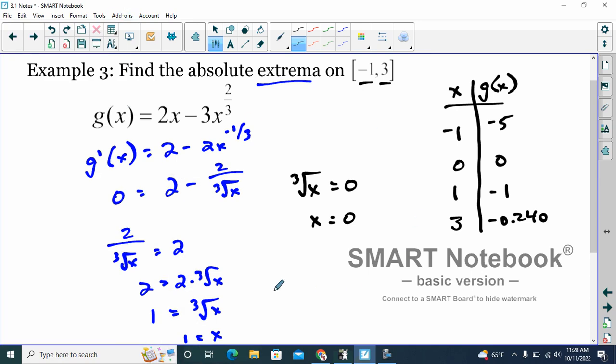Absolute maximum value is the biggest y value, 0. Absolute minimum value is the smallest one, -5.